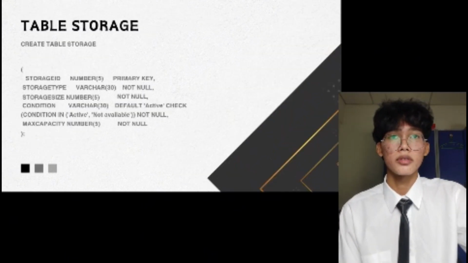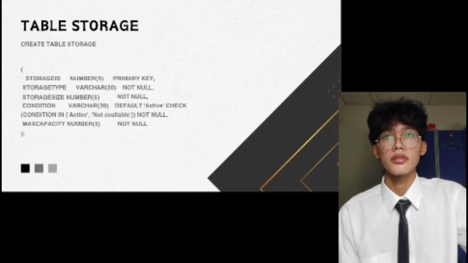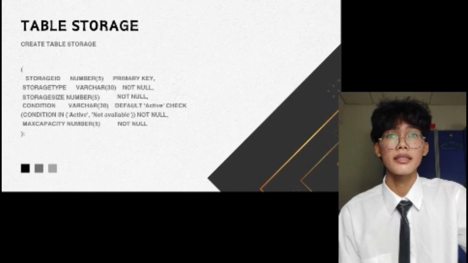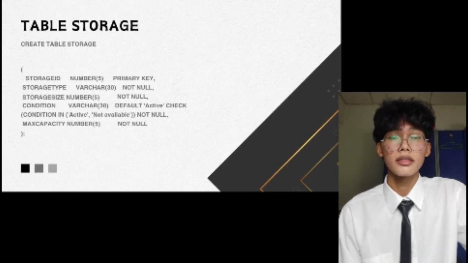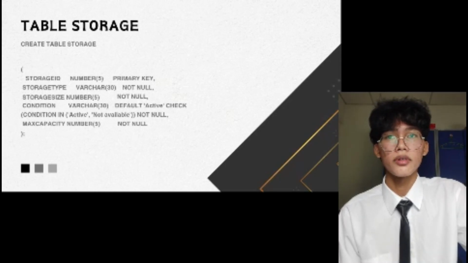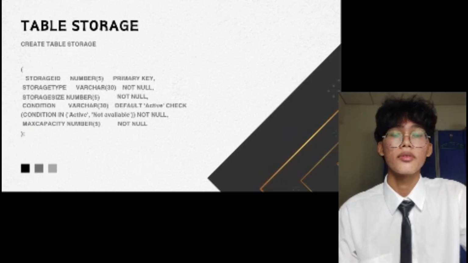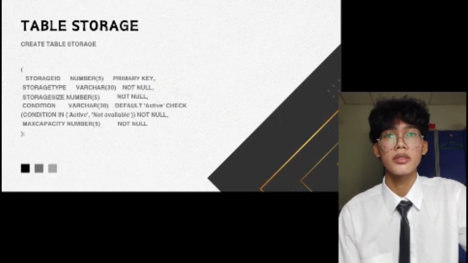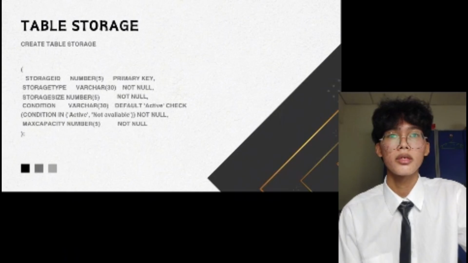So basically, for the storage table, a numeric column acts as the primary key, ensuring every storage unit has a unique identifier. For storage type, it describes the type of storage and cannot be null. For condition, it defaults to either active or not available using the check constraint. For max capacity, it stores the maximum storage limit and ensures the value is always provided.